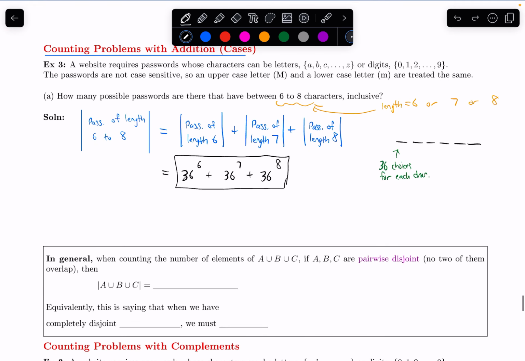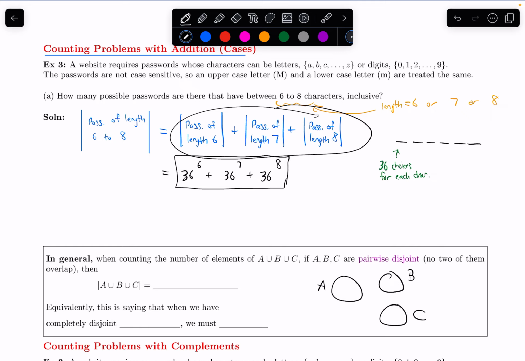Okay, so I want to end with just a final observation about problems like this. In general, when we are counting the number of elements in a union, and remember, a union means like A or B or C, if I have a union and these sets A, B, and C are pairwise disjoint, which means no 2 of them overlap, that means if I were to draw the Venn diagram of this, the circles for A, B, and C have no overlap at all among the circles.